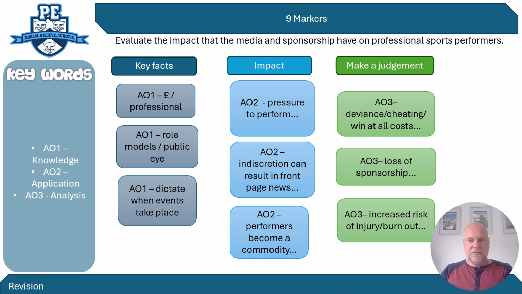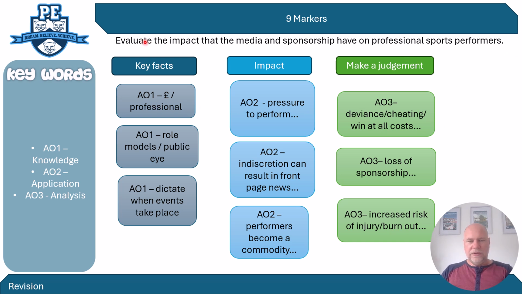All right, let's look at some 9-mark exam questions. Evaluate the impact of media and sponsorship on professional sports performers. Now, when you look at this question, you want to break it down into a few parts. We've got media, sponsorship, and the impact it has on sports performers.